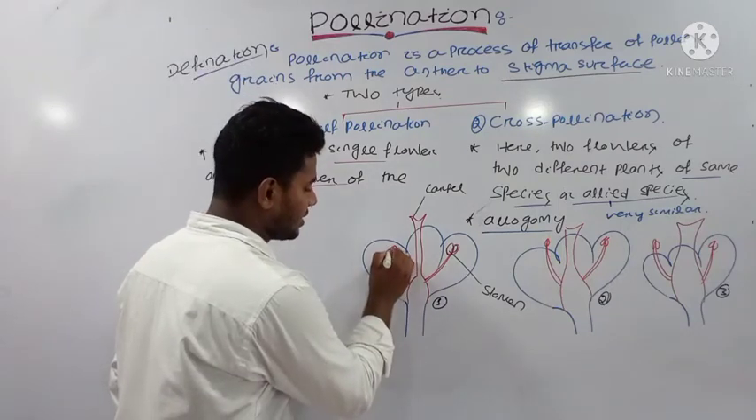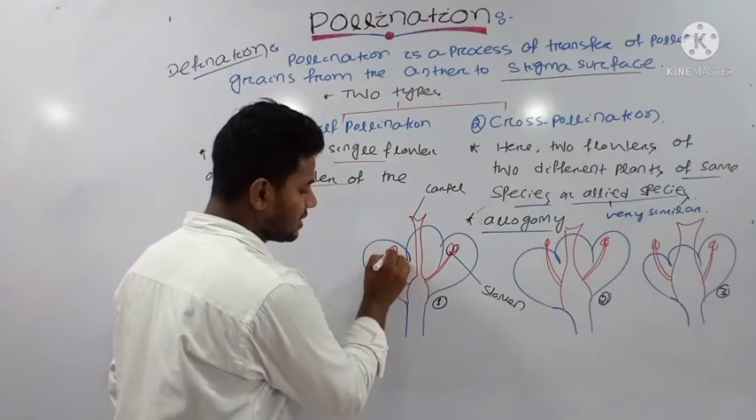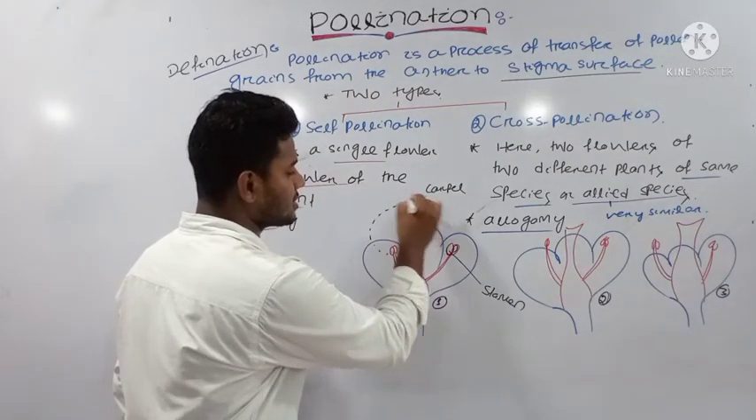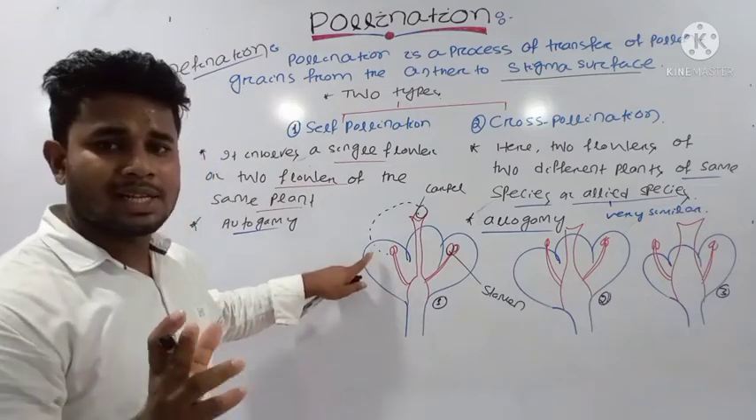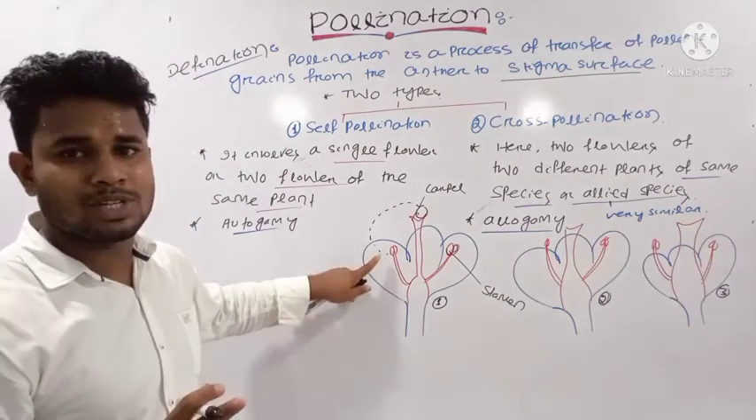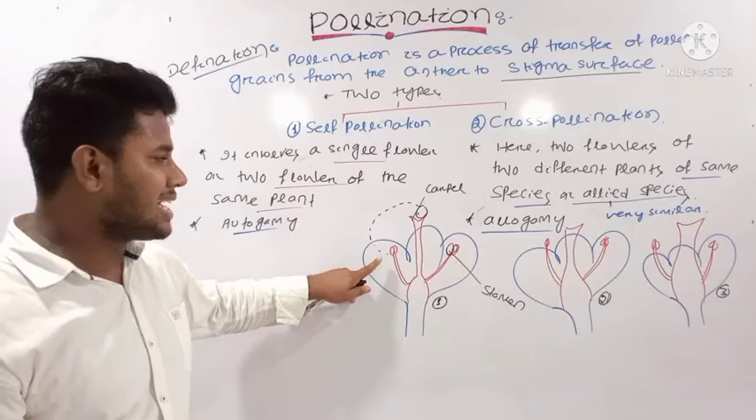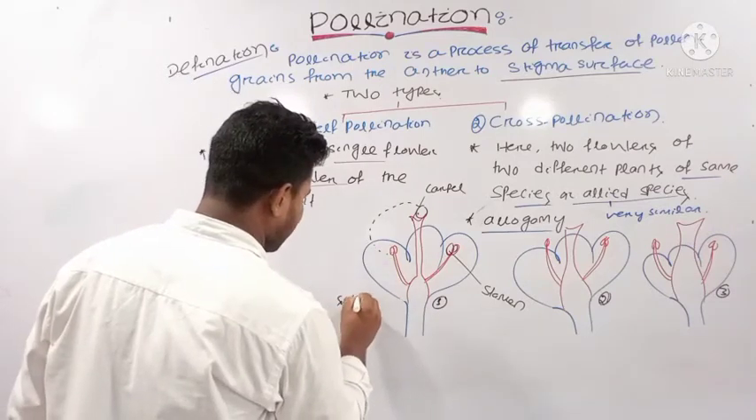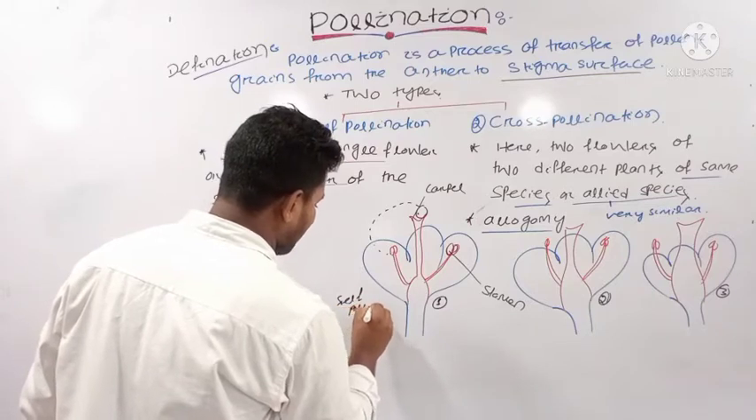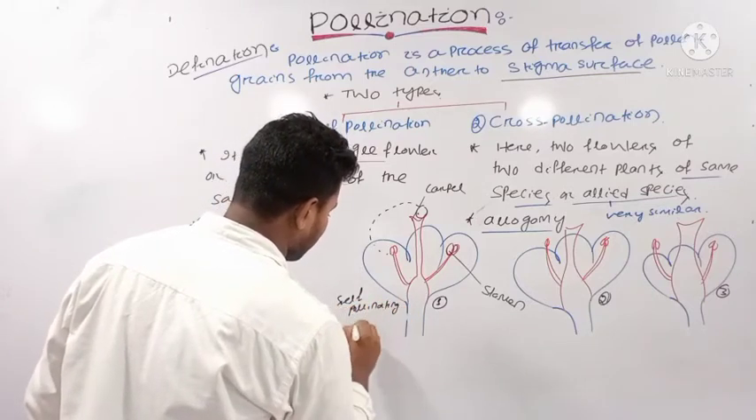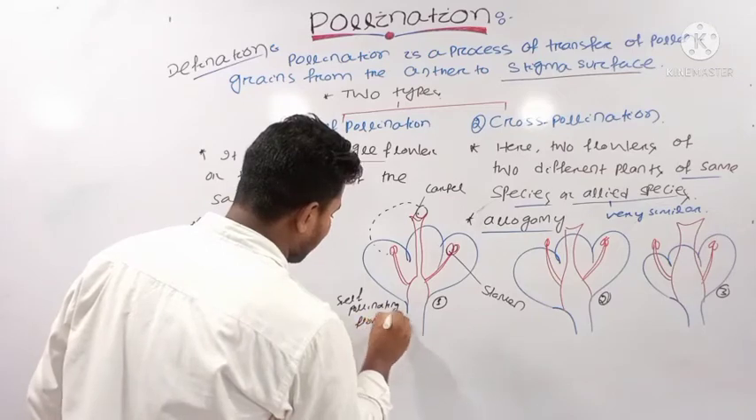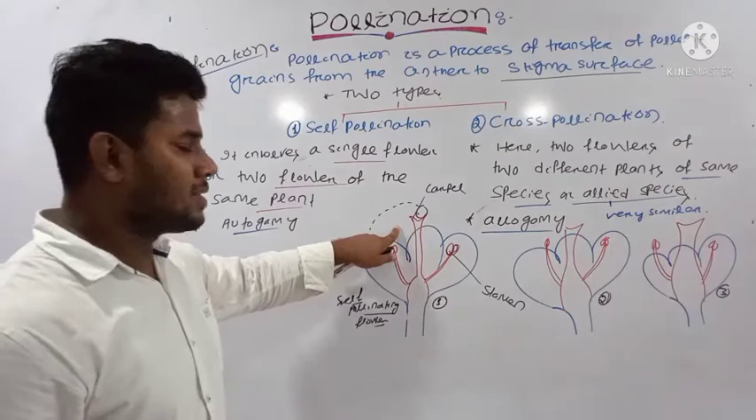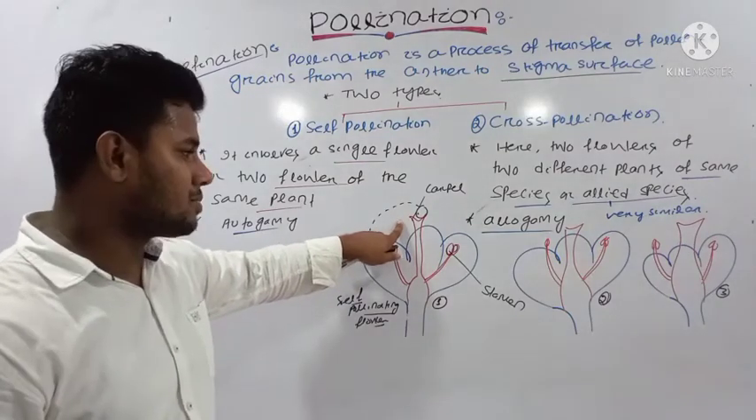Suppose the pollen grain which is formed in this flower transfers and falls on the surface of the stigma. Then you can say a single flower is involved in the reproduction process, and that's why I can say it is a self-pollinating flower. Clear? Because the pollen grain of this flower is transferred to the same stigma of that flower. This is called a self-pollination process.